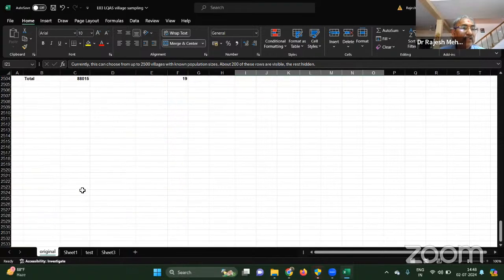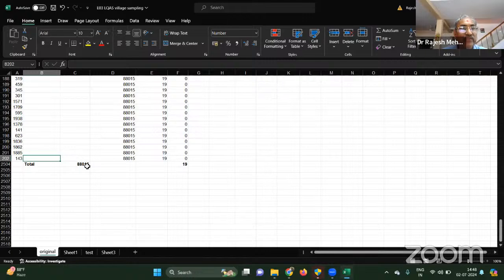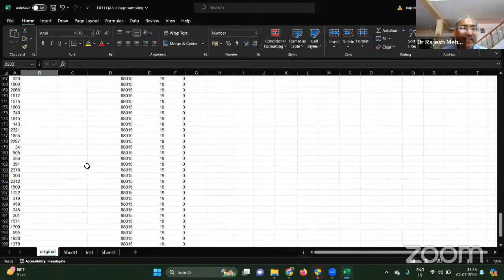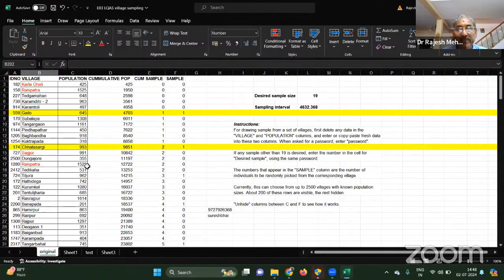formula, 2,500 villages, for that the formula is given up to this 2,500 villages. So even if you have that many villages, you can use it for that. The rest are hidden over here, and you can unhide the columns between C and F to see how it works. Between C and F, I have already kept it open. Otherwise, you can hide this also.